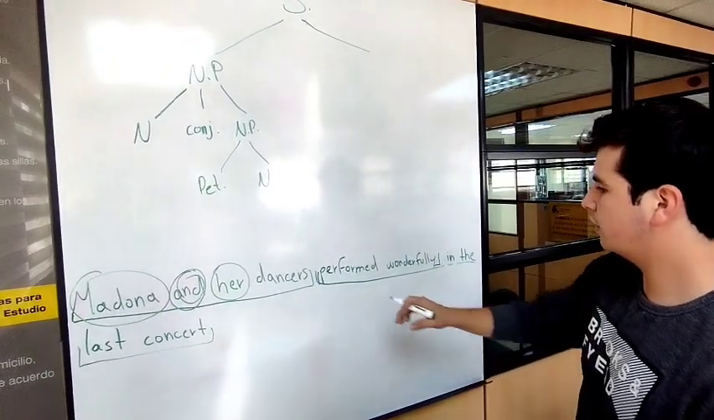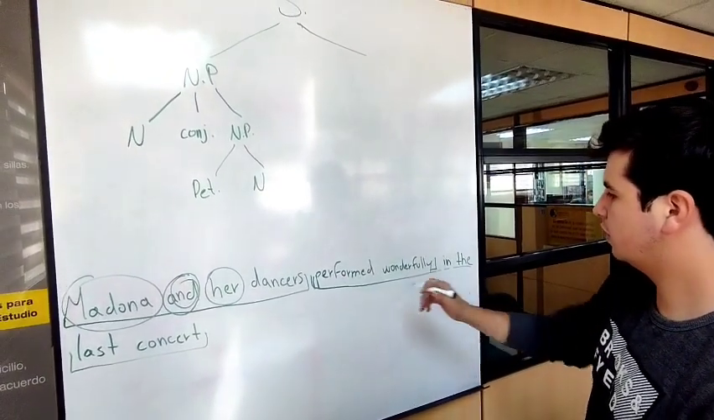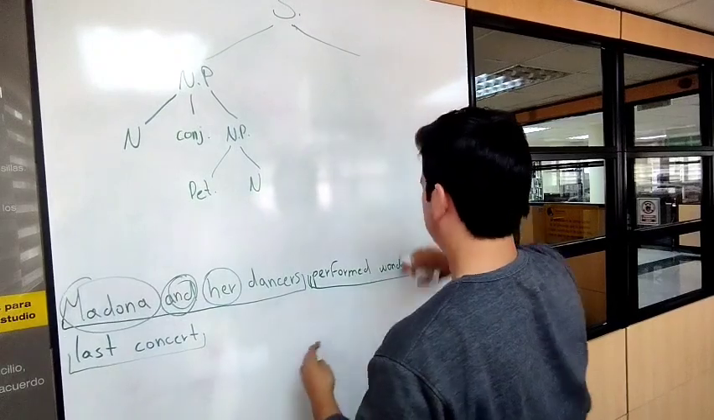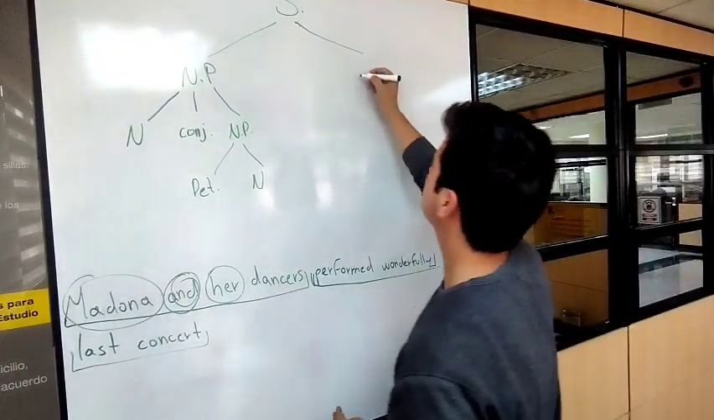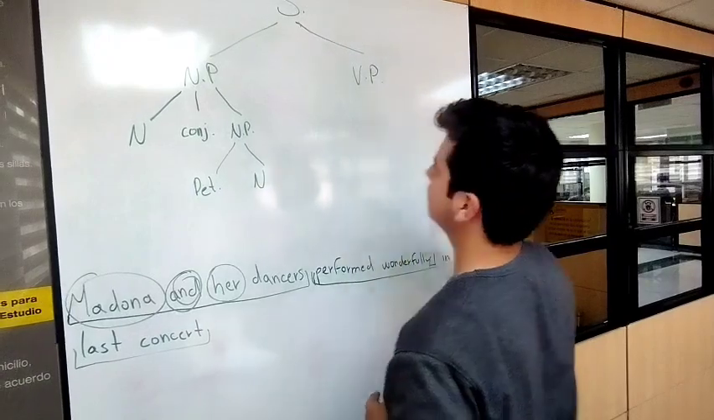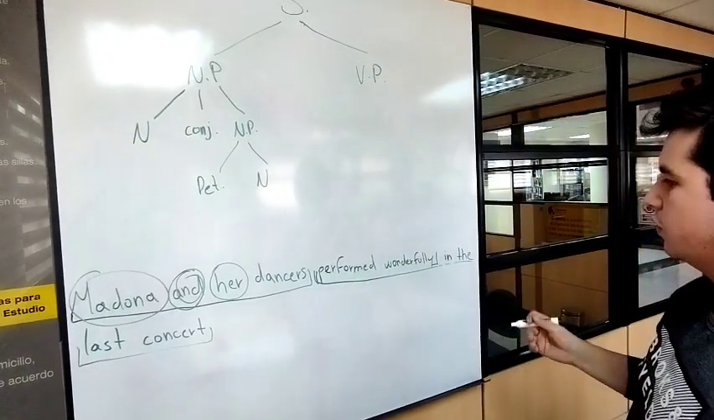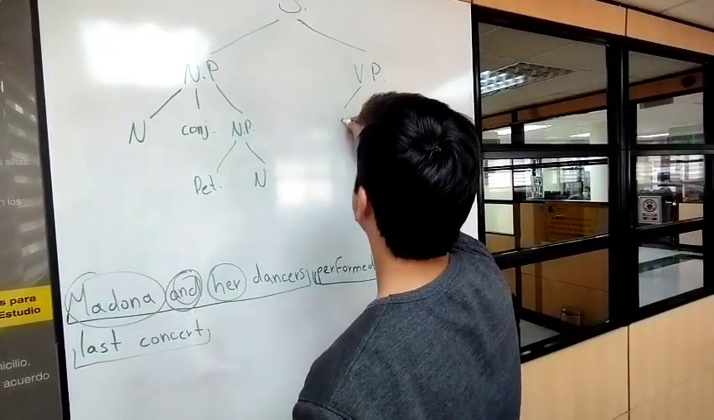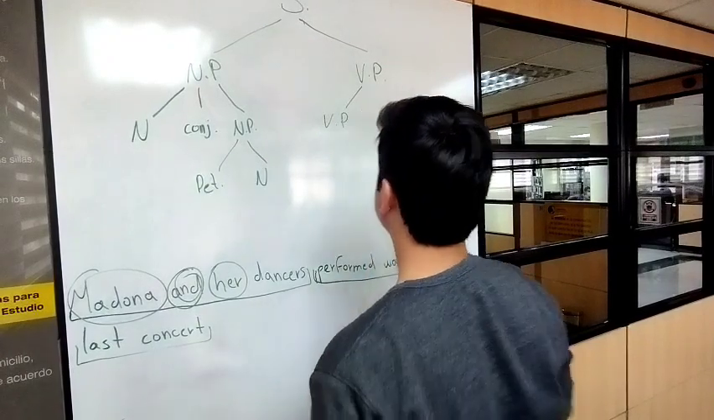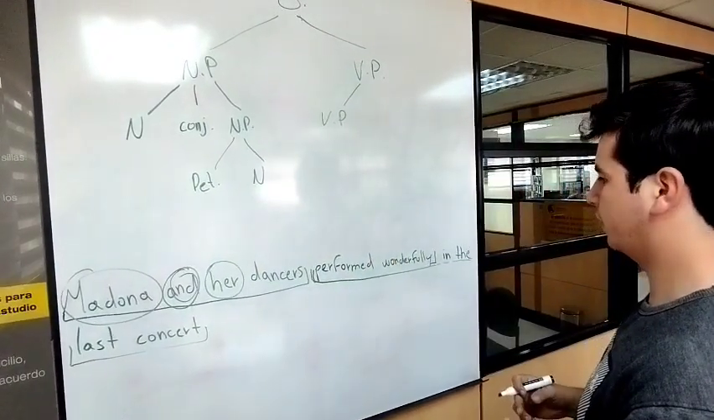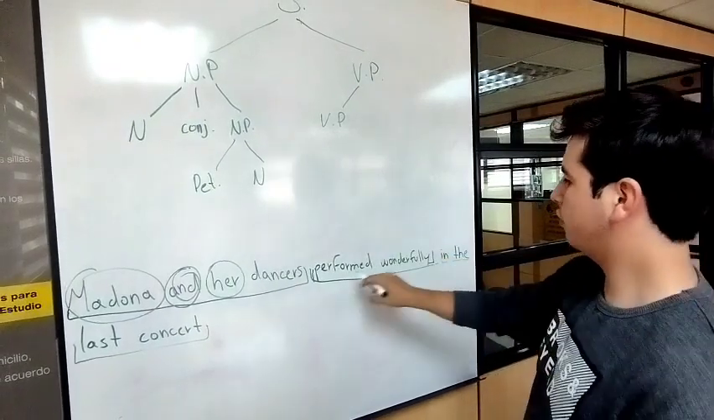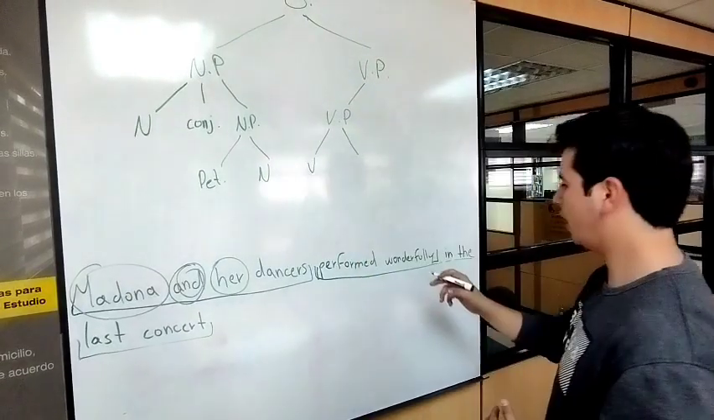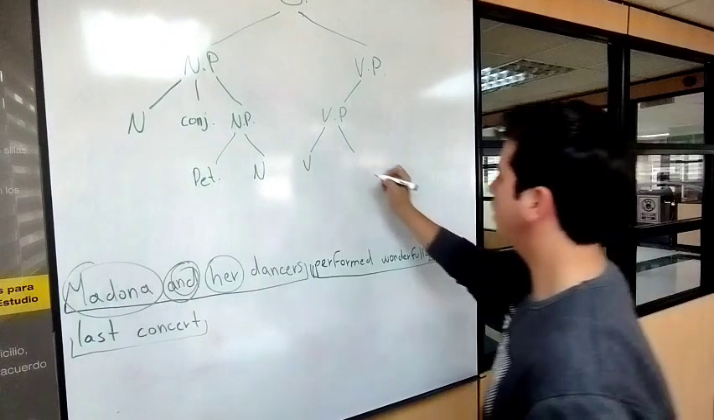Let's take into account that the first part of this constituent is performed wonderfully. So it is going to be a whole verb phrase. Then we are going to subdivide it into another level of hierarchy, which is another verb phrase. And in turn it's going to be subdivided into performed, which is the main verb, and the adverb, wonderfully.